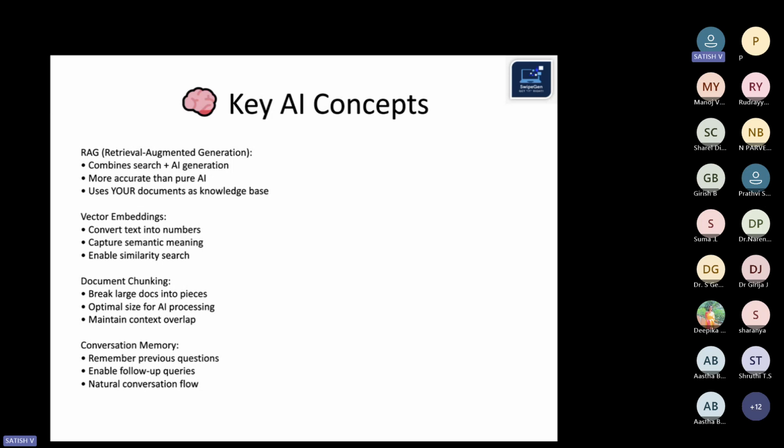What this does is combine search plus AI generation. At the end of the day, as a user, we need more accurate and less error-prone answers. As I told you, it uses your documents as the knowledge base. If you don't give a proper knowledge base, you can expect a flawed response from the model. As I told you, vector embeddings: ChatGPT or Gemini or any other model will never understand your text.